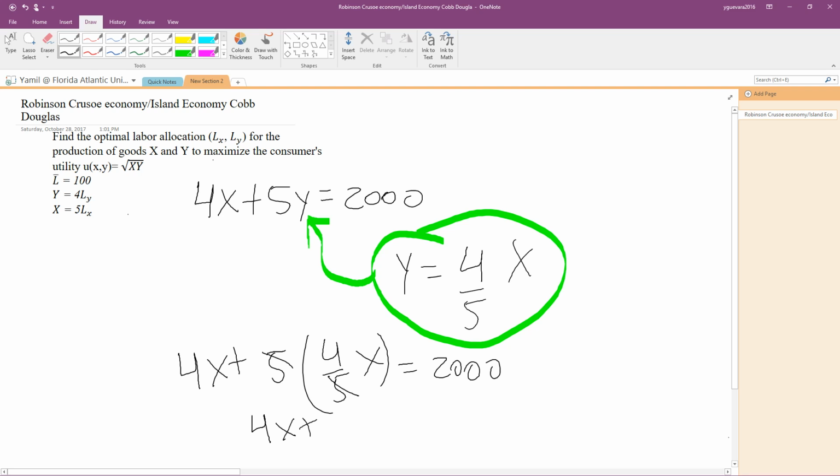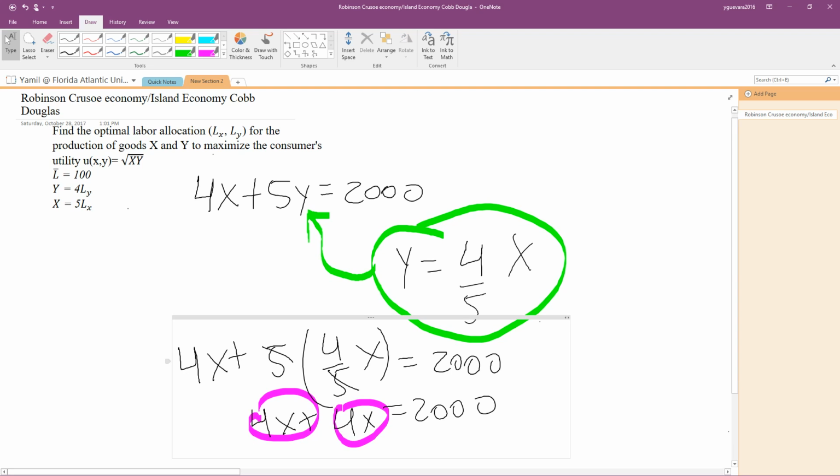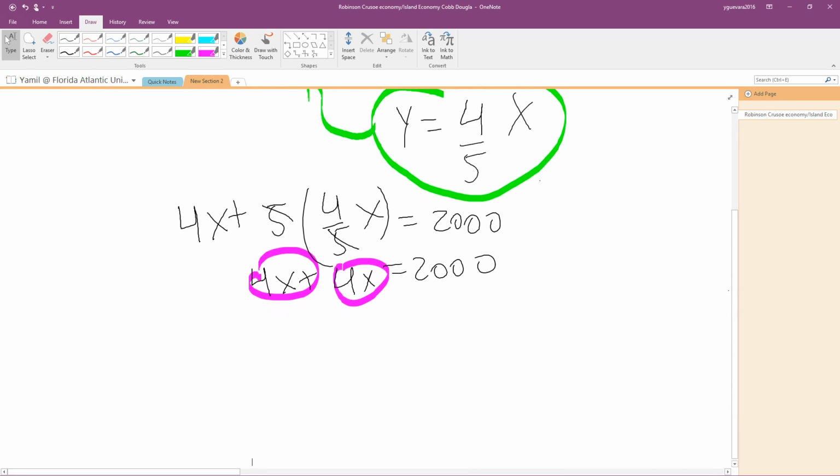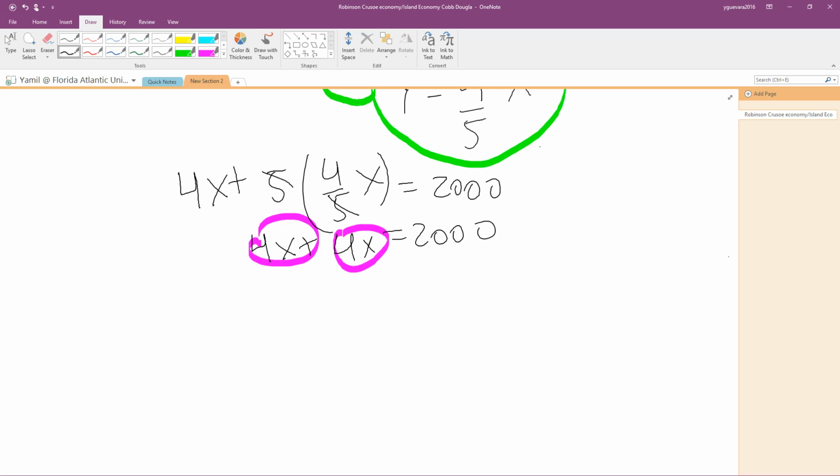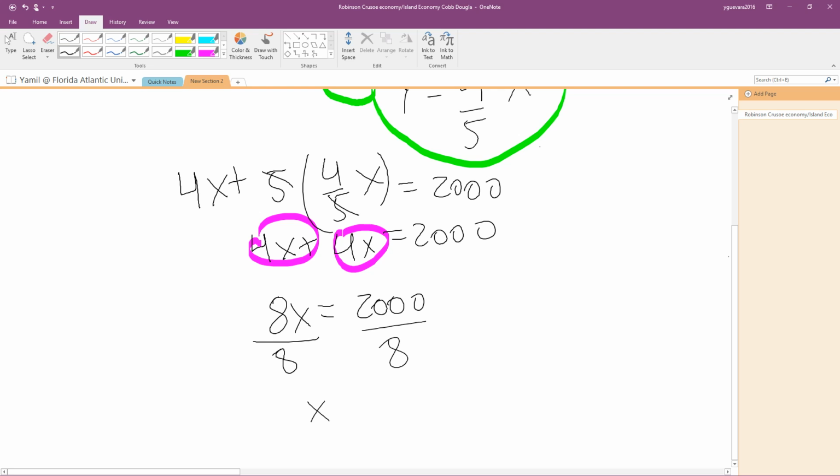Now we got like terms. This is like terms, okay? When we add like terms, what we do, we add them up. Okay, we add those two up. So we're left with 8x equals 2000. Divide both sides of the equation by 8. We're left with the following. We're left with 250. And guess what? We just found our optimal quantity of x that is going to maximize the utility of our consumer.